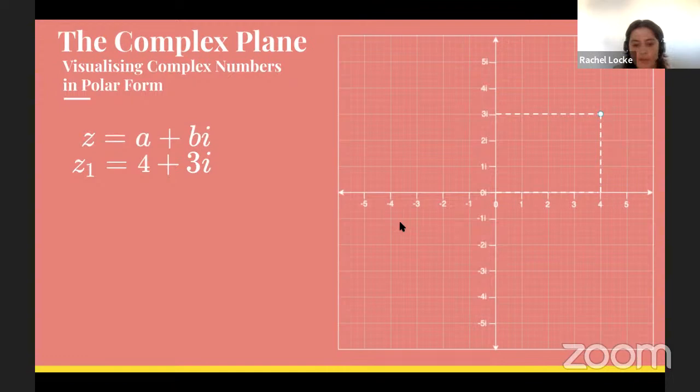is by the distance from the origin, which we'll call the magnitude, and denote as r, and the angle from the real positive axis, which we will denote as the Greek letter theta. We can now see that we have a right-angled triangle and that our magnitude r is the hypotenuse. We can now calculate the magnitude with Pythagoras' theorem.